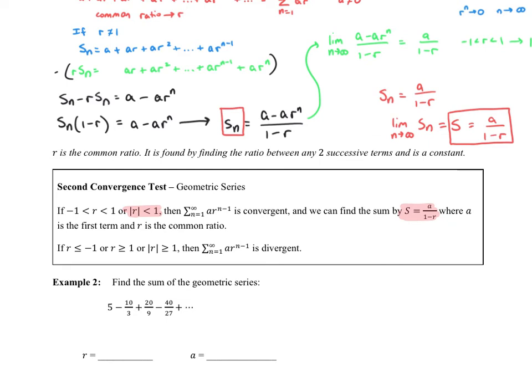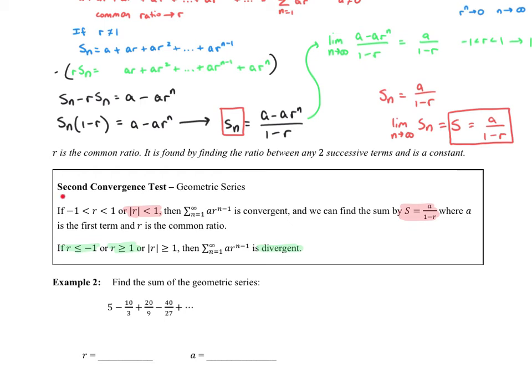Now, if r is not in that range, then it's going to be divergent, which is really, really important because guess what? You could take a divergent geometric series and utilize the sum formula and you'll actually get a sum out of it, and that's an incorrect sum. So you have to be very careful to check the restriction first and then calculate the sum, and I'll show you examples of that in a minute.